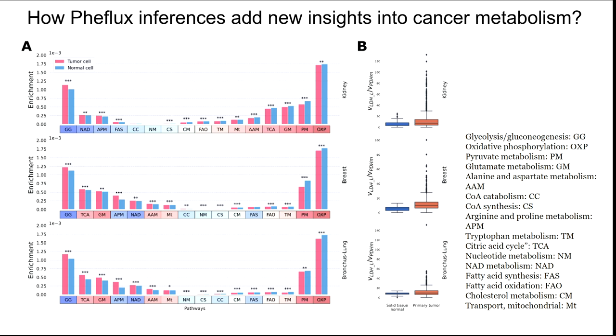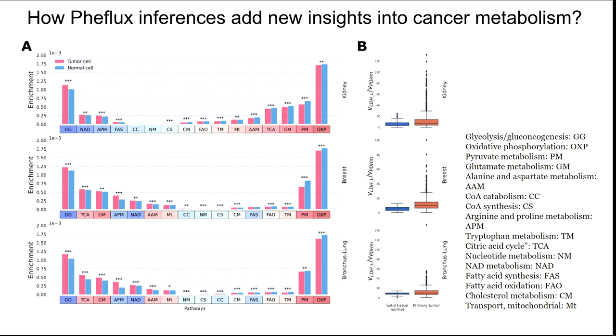So again, one of the reviewers said, but I can know this just doing a simple bioinformatic test. Can you show me something new? So then we created this figure where we compute the enrichment of each pathway. We took the information from KEGG, which reports whether our reaction belongs to glycolysis, oxidative phosphorylation, and so on. We can compute the fluxes for each one of them, took the average of the flux through the whole metabolic network, normalized by the total flux, and we call that enrichment.